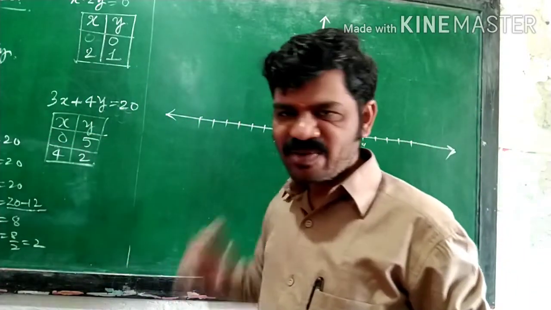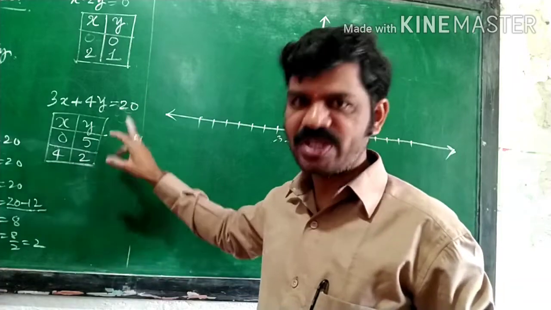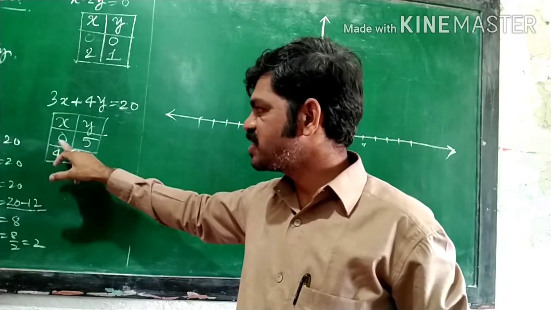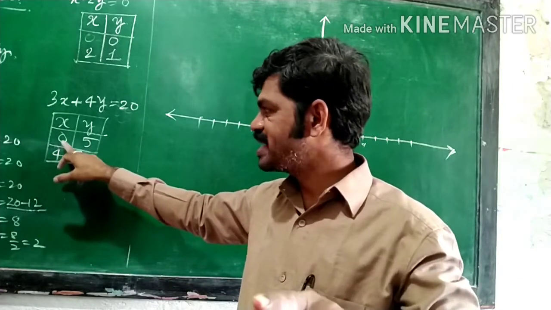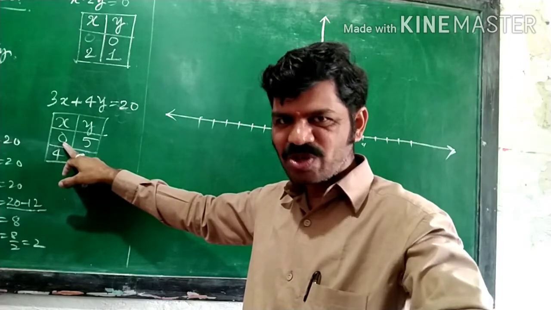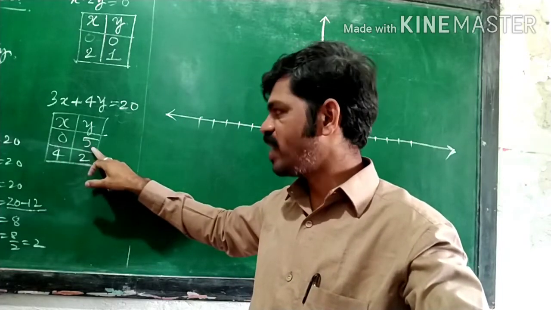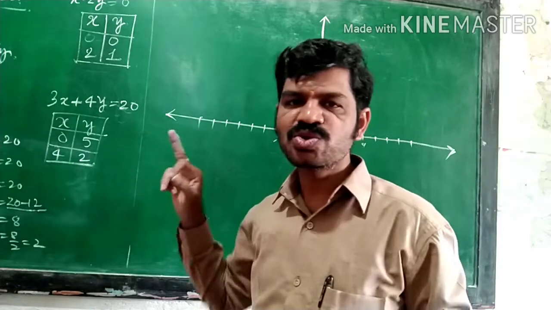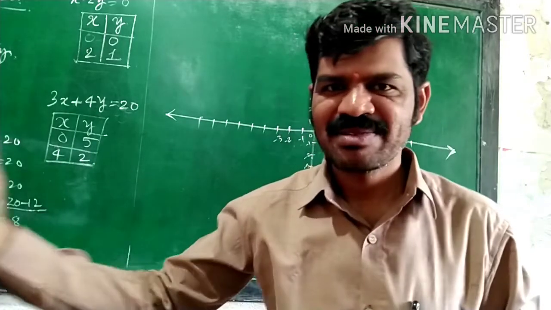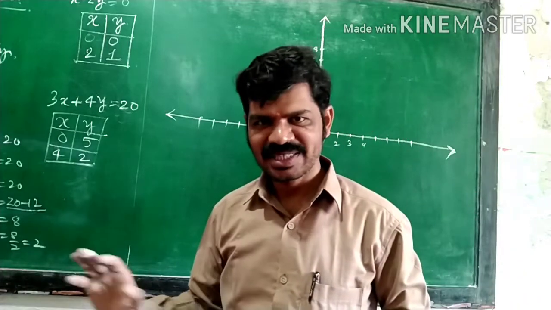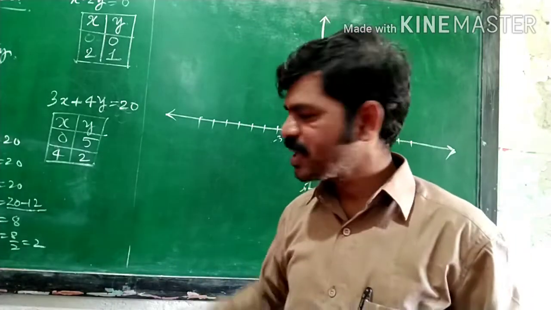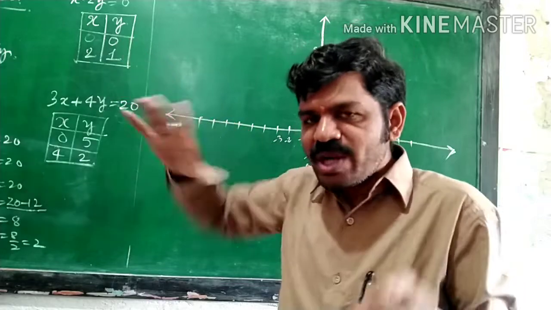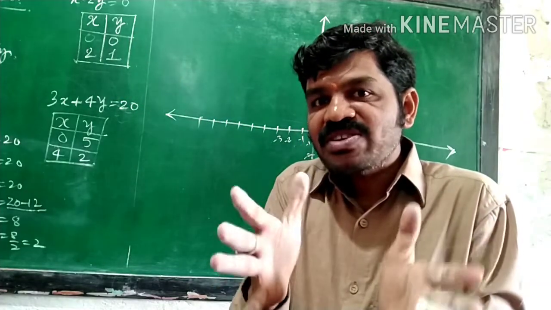This is the second equation, 3x plus 4y is equal to 20. Here we have given x is equal to 0 and 4. When x is equal to 0 is given, we have obtained y is equal to 5. And when x is equal to 4 is given, we have obtained y is equal to 2. We have discussed this in the previous session. Okay. We are going to represent these two equations on a graph.